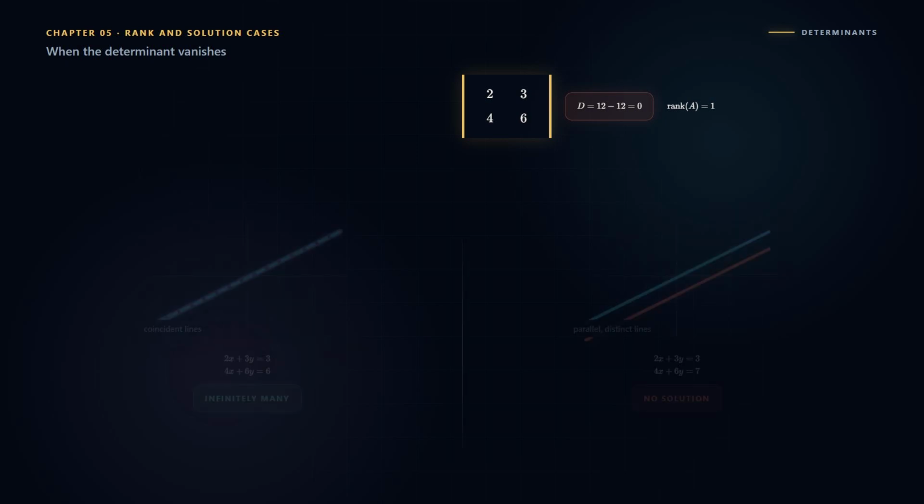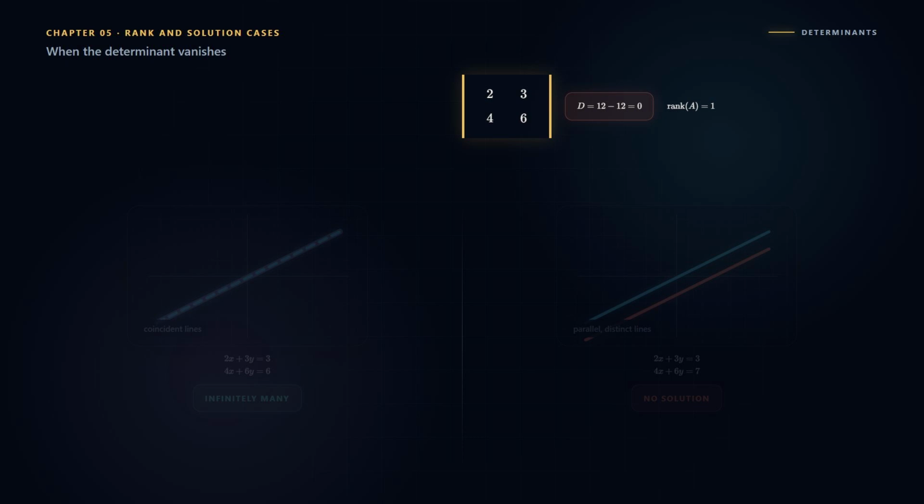Now, let the second coefficient row become exactly twice the first. The determinant is 0, and the coefficient matrix has rank 1, not 2. Cramer's rule stops because division by D would mean division by 0. But 0 determinant does not automatically mean no solution. The right-hand side decides what kind of failure remains.